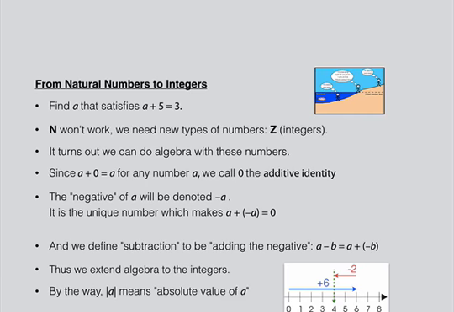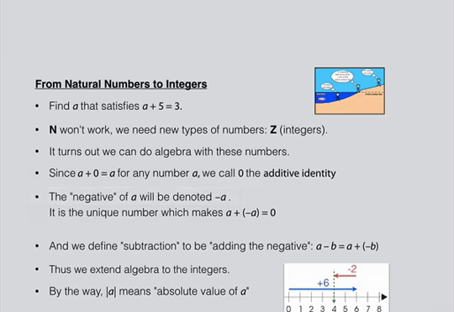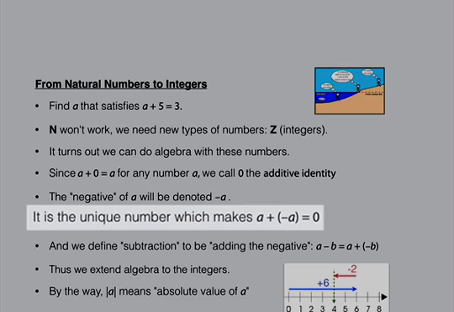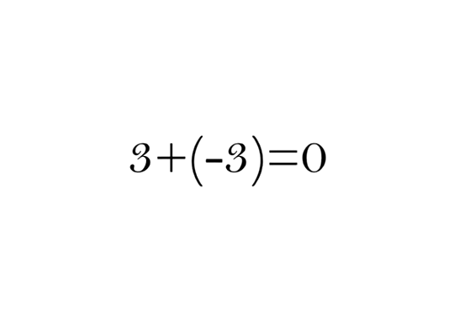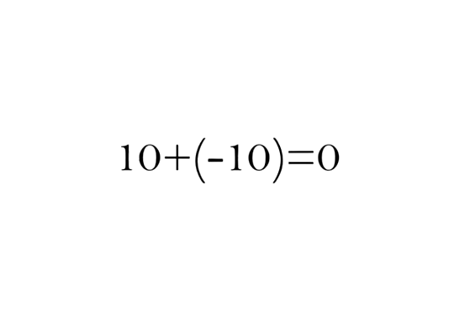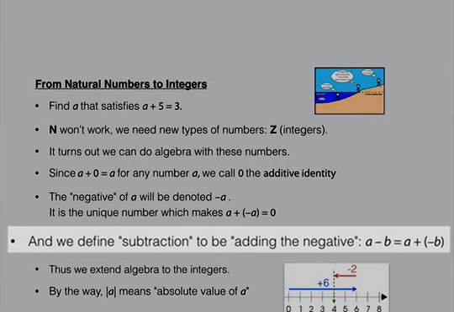So we will define the negative of A as minus A. All right, that's how we're going to write it. What that means is it's a unique number that when you add A and its negative together, you're going to get 0. So 3 and negative 3 added together gives 0. 10 and negative 10 gives 0. See, every number has a unique negative of it that you can add and get 0. Okay? So we can then, using these concepts, define subtraction. Subtraction is going to be adding the negative. So A minus B is going to be the same as adding the negative of B.